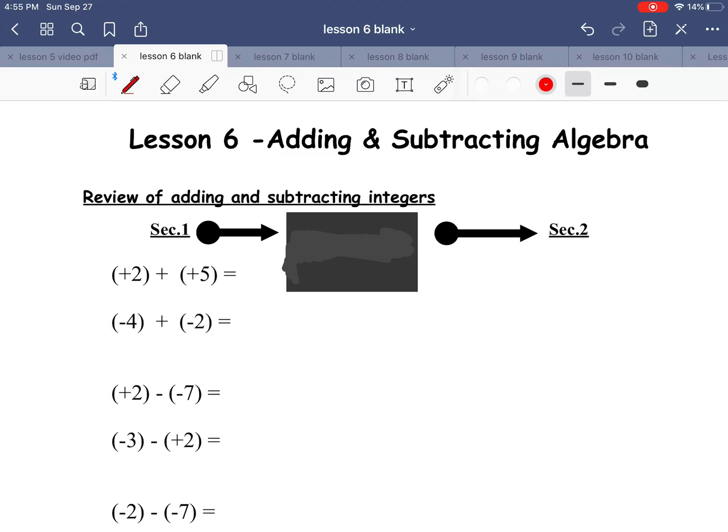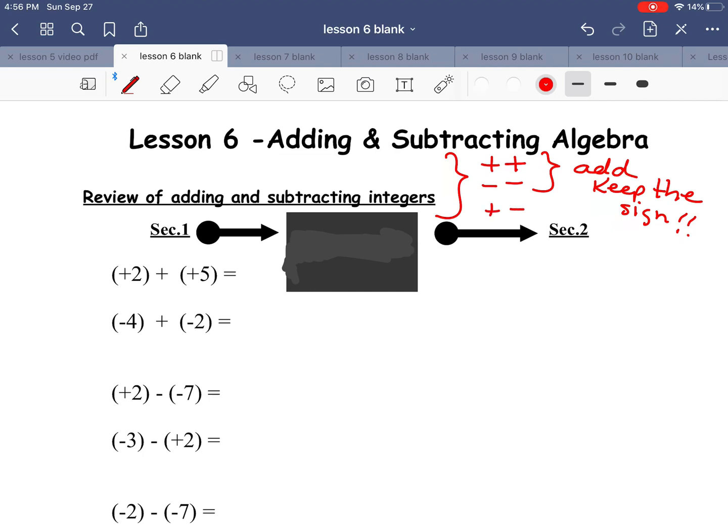Adding and subtracting of algebra. Before we start simplifying algebra, we'll have to go over our integer rules. When we look at our integer rules from last year, we summarize them simply: when they're both positive numbers or both negative numbers, you add them up. Add, and you keep the sign. I'm going to explain this more when we get down to the middle of the page here.